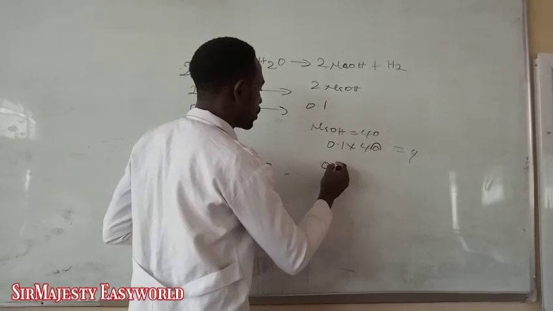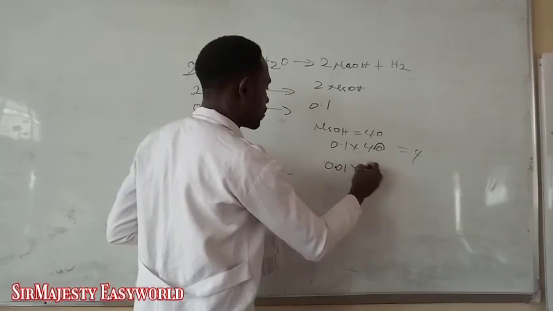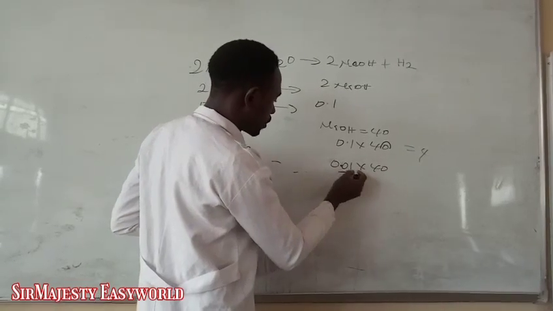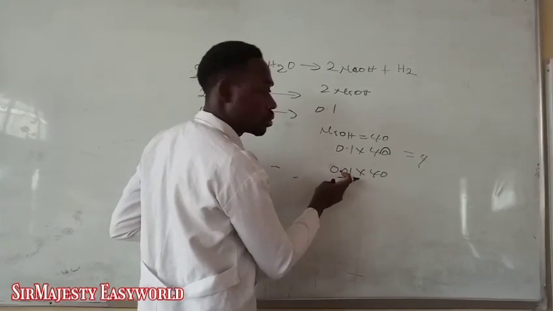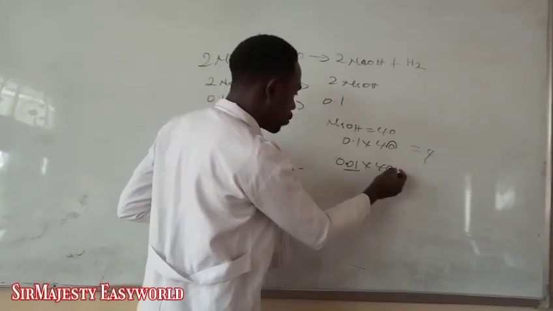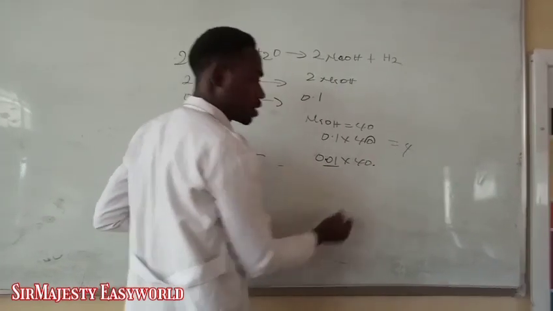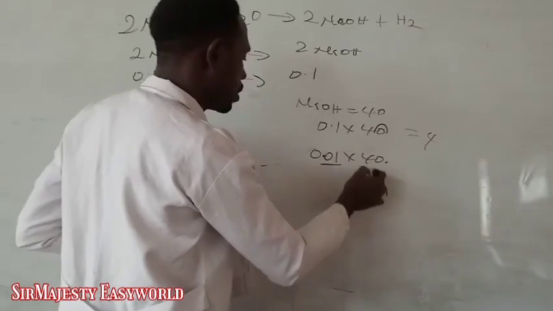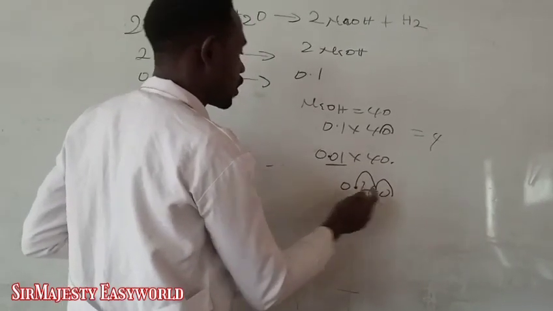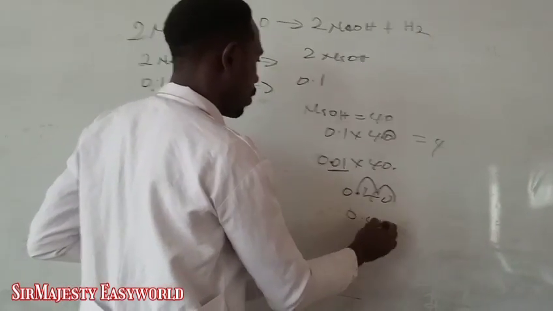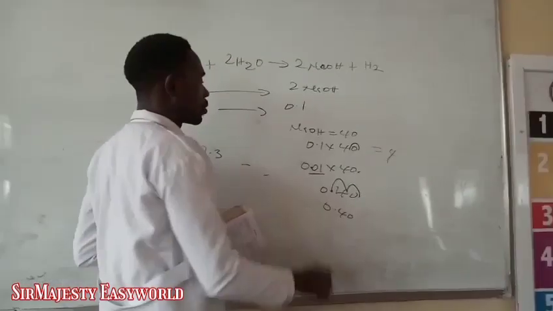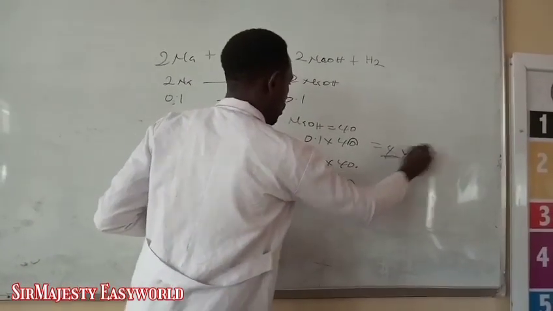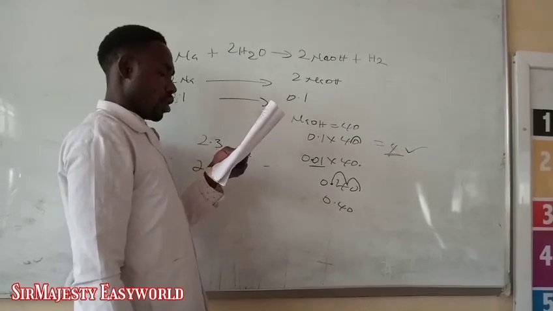Assuming the question says 0.01 times 40. How many characters here? You find out there are 2 characters, 1, 2. Then you just count now, move this point, because every number ends with a point. You move the point 2 places behind that. 1, 2. Put the point here. So your answer should be 0.40. So according to this equation, our answer is what? 4 grams, which is option C.